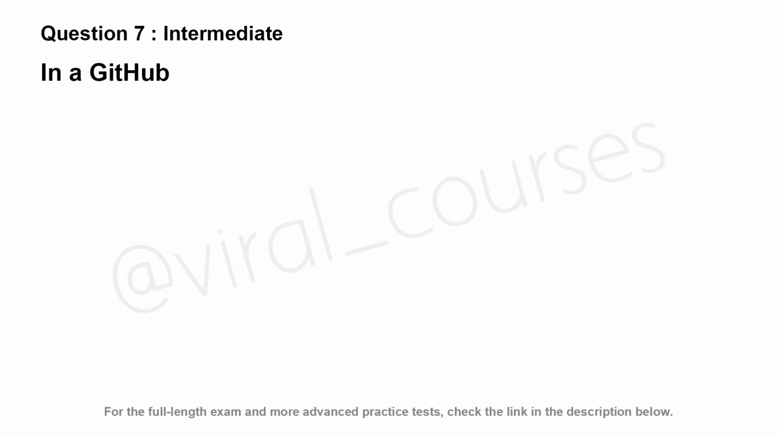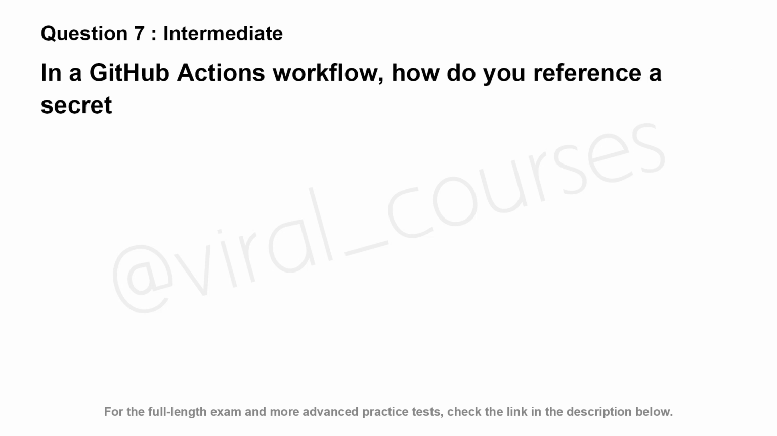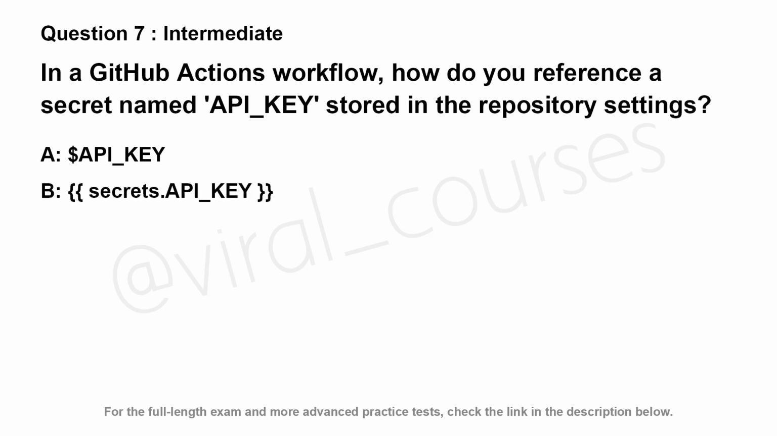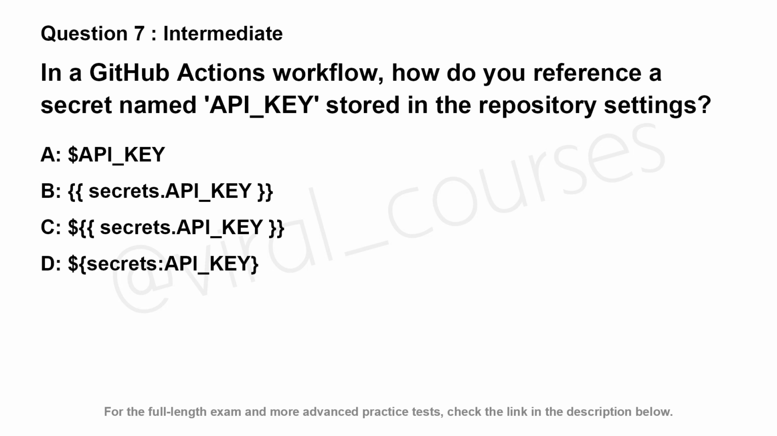In a GitHub Actions workflow, how do you reference a secret named API_KEY stored in the repository settings? Option A. $API_KEY. Option B. secrets.API_KEY. Option C. ${secrets.API_KEY}. Option D. ${{ secrets.API_KEY }}.